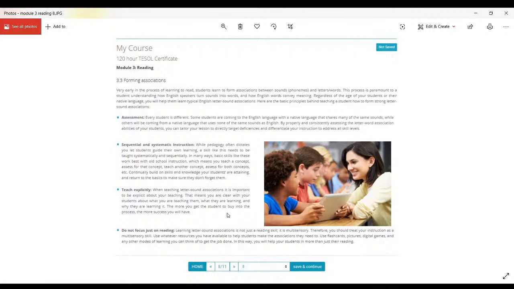And lastly, do not focus just on reading. So learning letter sound associations is not just a reading skill. It is multi-sensory. Therefore, you should treat your instruction as a multi-sensory skill. Use whatever resources you have available to help students make the associations they need to use. You can use flashcards, pictures, digital games, and any other modes of learning you can think of to get the job done. In this way, you will help your students in more than just their reading.